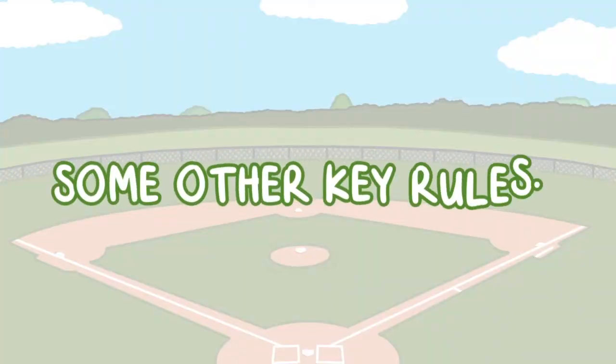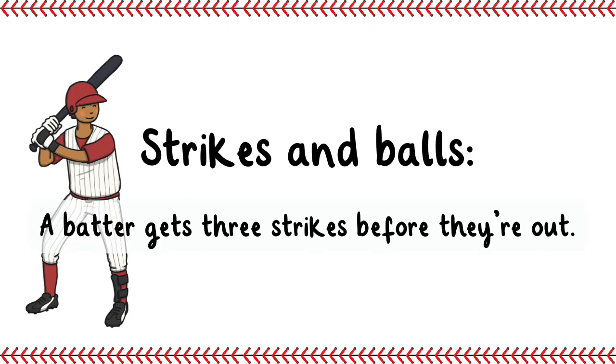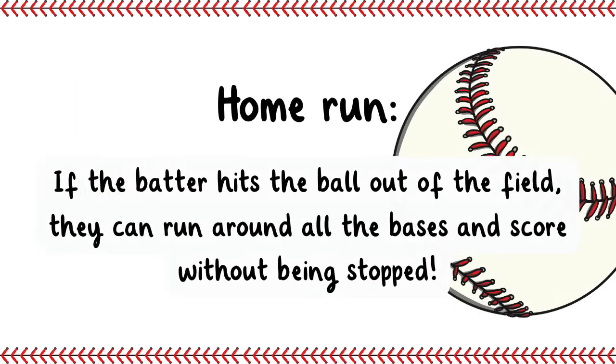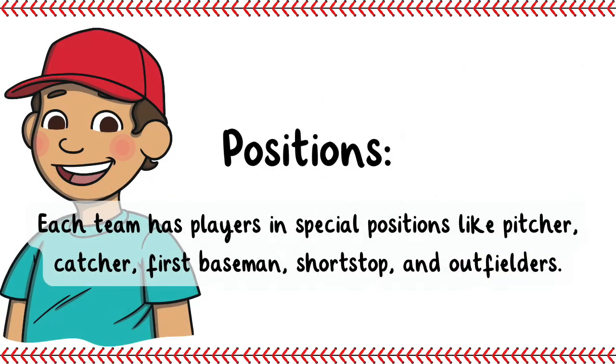Here are some other key rules. Strikes and balls. A batter gets 3 strikes before they're out. Home run. If the batter hits the ball out of the field, they can run around all the bases and score without being stopped. Positions. Each team has players in special positions like pitcher, catcher, first baseman, shortstop, and outfielders.